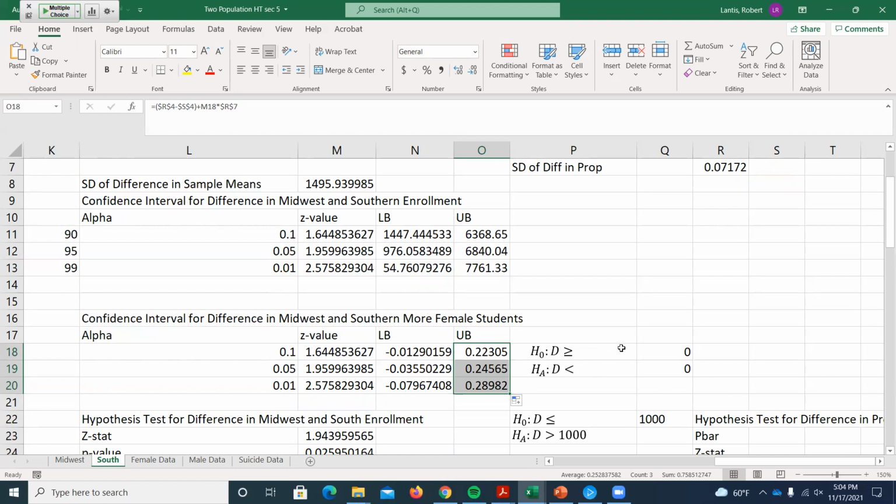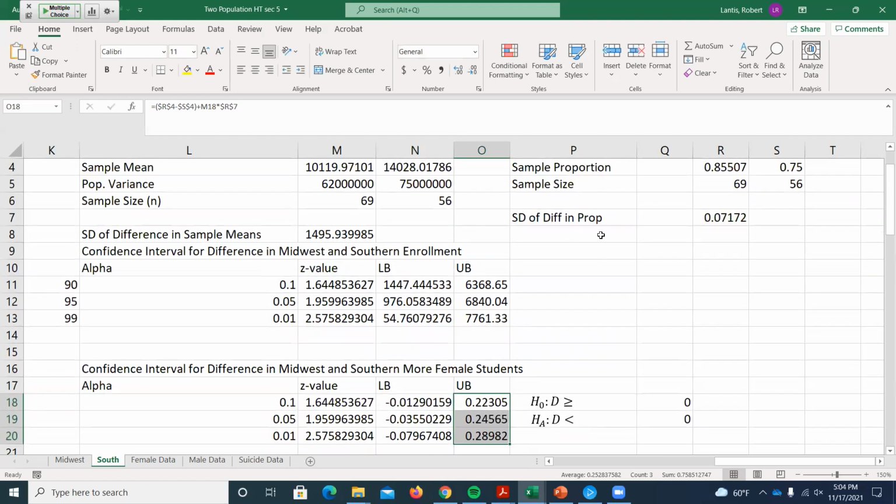So what can I say about the proportion of schools in the South that have more females than males relative to those in the Midwest? I look at this confidence interval. What could I say about the relationship between those South and Midwest schools? Proportions here. Yeah, I can't say anything with these levels of confidence.